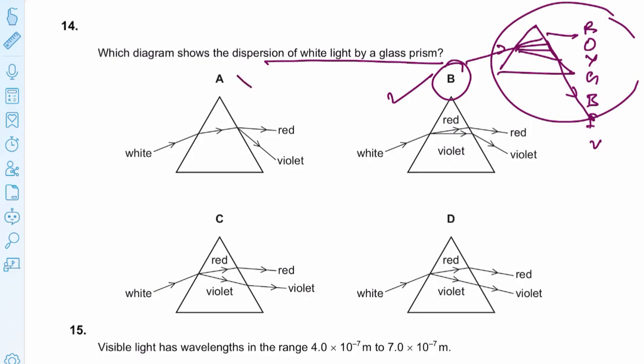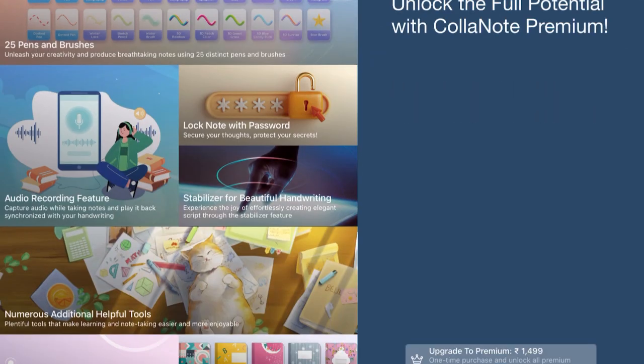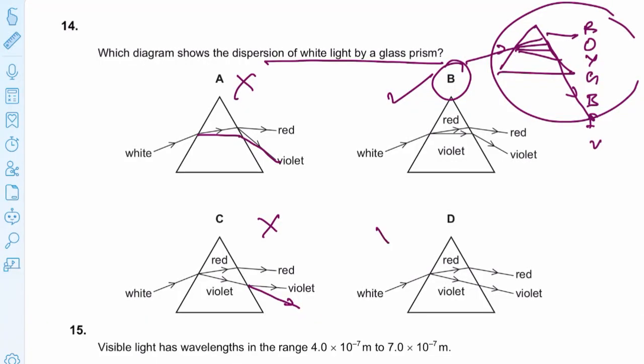Option A is not correct because this will be dispersed in different rays like this. This is also not the option because it will be dispersed downwards, right? And option D also is not correct because it is dispersed straight, but it should be dispersed downwards like this. Did you get the answer? This is the answer for this question, option B.